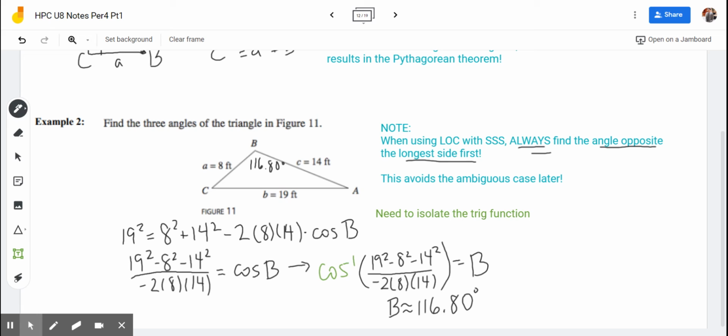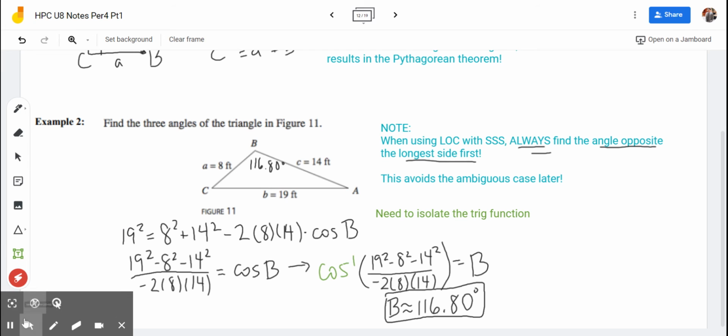116.80 there. Okay. Now, once we set this up and we find this angle measure, you're looking at it and you're like, wait, now I don't have to use a law of cosines, right? I have a complete ratio, and that's what I would do, okay? Once you have one ratio complete, you can just use a law of sines to solve the others, okay?